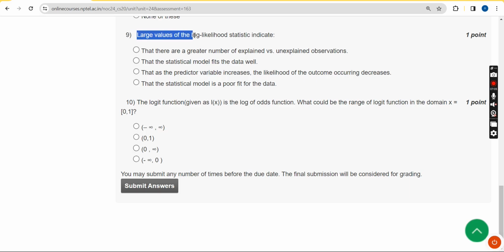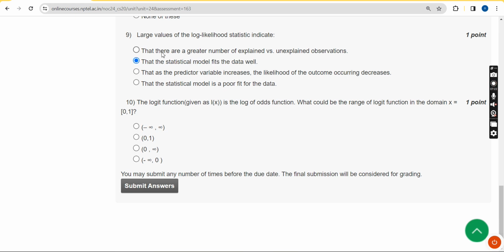Now let's get back to the solutions. 9th question: large values of the log likelihood statistic indicate. So for the 9th question, it is option B, guys, that the statistical model fits the data well.